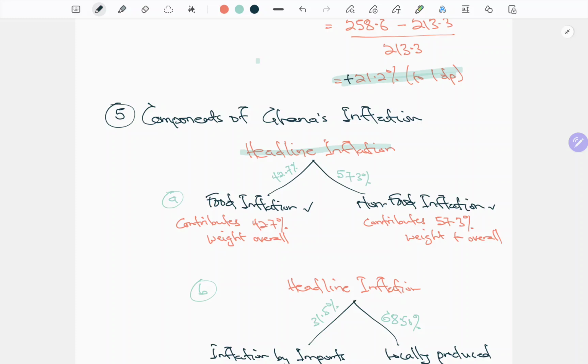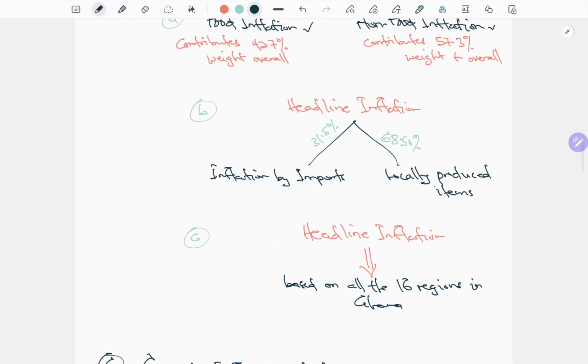So the overall, let's call it the overall 21.2% inflation we have, we could say how much of this is coming from food, how much of this is coming from non-food. And in terms of proportion, non-food contributes a greater percentage to the overall inflation. So what it means is that the items added to non-food are relatively more than the items added to food inflation. So we have non-food inflation contributing 57.3% of the overall headline inflation, and we have food inflation contributing 42.7% of the overall inflation.